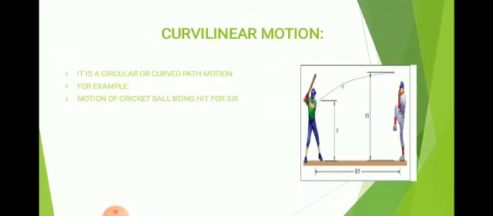Curvilinear motion, as its name shows, has a curved path. So it's a circular or curved path motion. For example, the motion of a cricket ball being hit for 6. As you see on your screen, this ball makes a curve. So this is known as curvilinear motion.